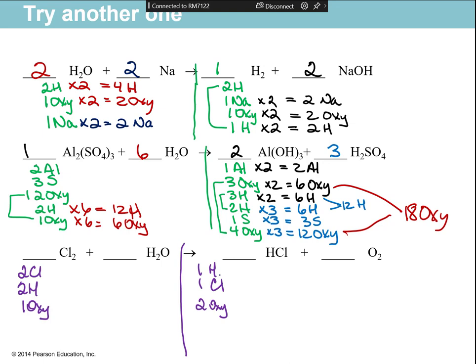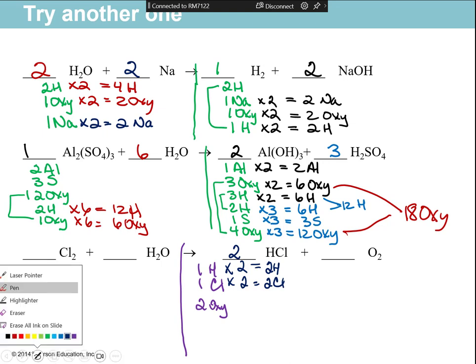So what do I have to put in front of HCl? I got to put in 2 as the coefficient in front of HCl, because remember that's going to multiply the number of hydrogens and the number of chlorines on this side by 2. So now I have 2 hydrogens and I have 2 chlorines. So you look at it and you're like, oh, good. Look, I balanced my chlorines. Okay, I balanced the hydrogens, 2 of each. Now I have 2 chlorines of each. So the only thing I have left to balance is the oxygen.